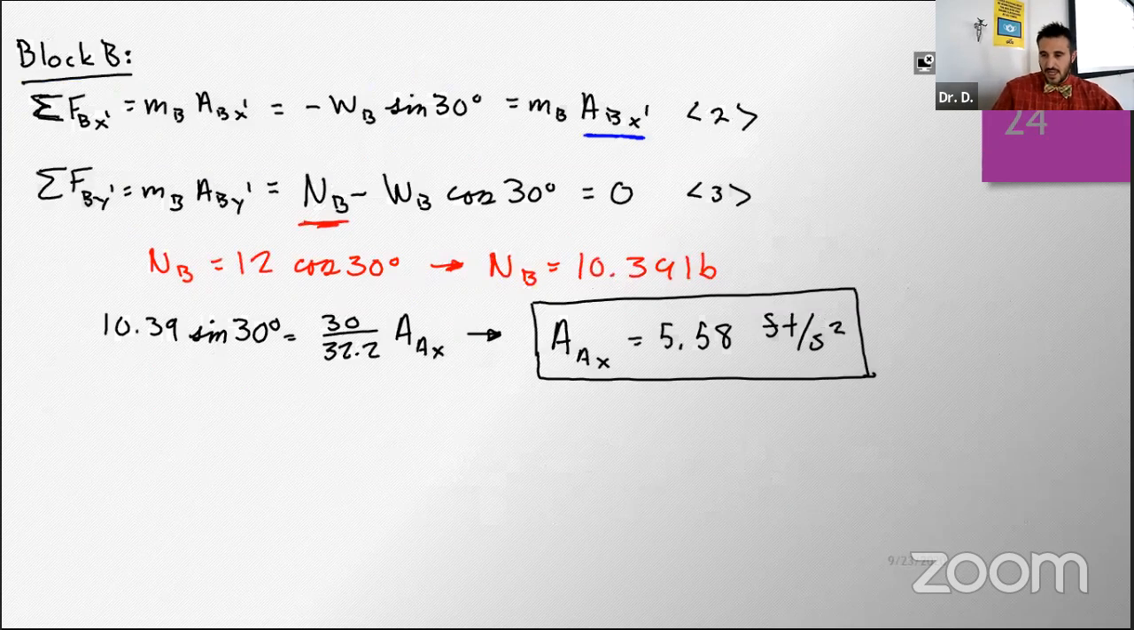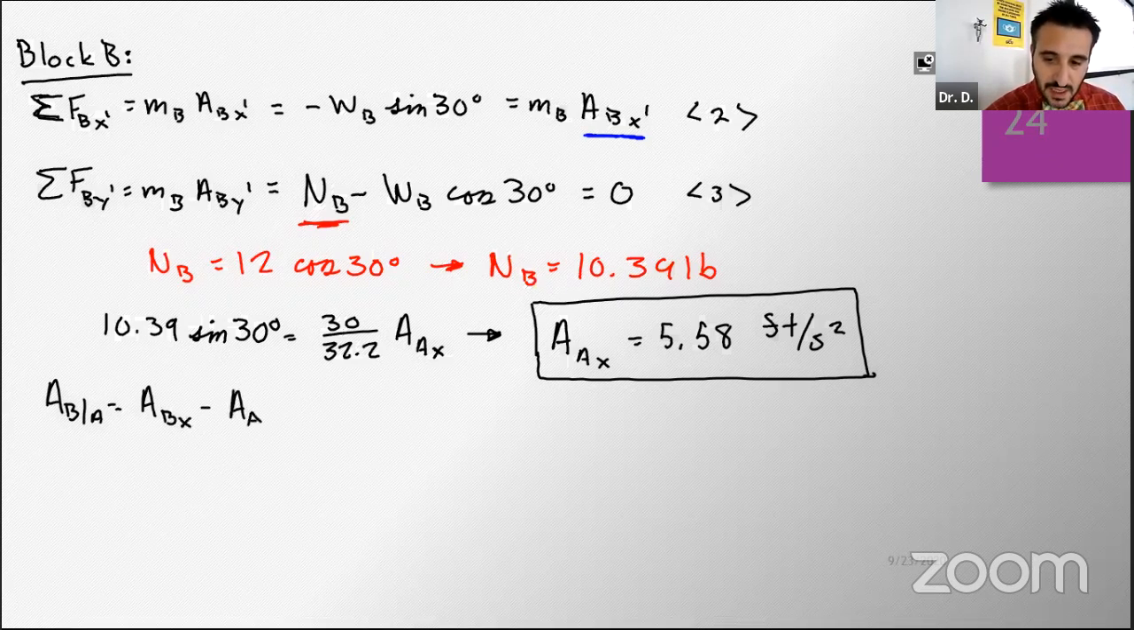Okay, so here's A sub A x. So what's the next part? Well, the next part is I need to find A B with respect to A, which is just A sub B in the x direction minus A sub A in the x direction. Where does that come from? Well, it's the relative acceleration equation we talked about last week.